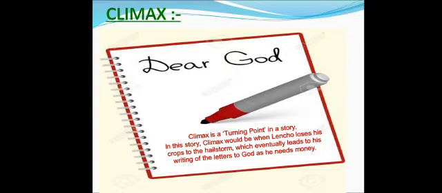Climax. We all know what climax is. Climax is a turning point in a story. Now, in this story, the climax would be when Lencho loses his crops to the hailstorm, which eventually leads to his writing of the letters to God as he needs money.